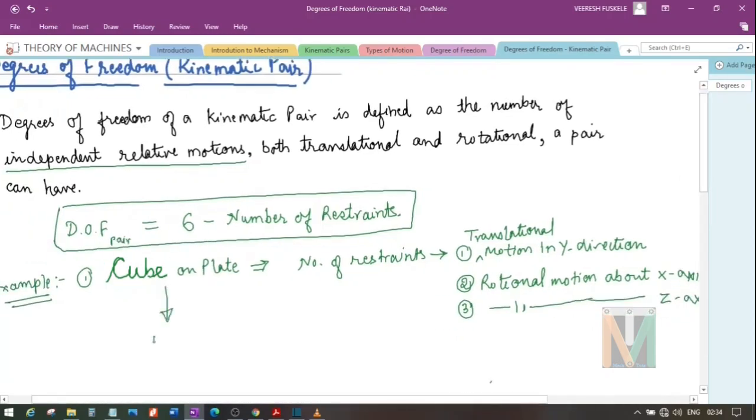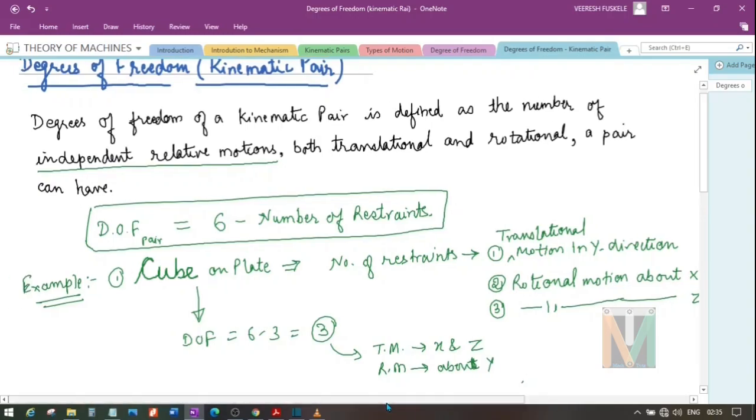So for this pair, the degrees of freedom would be 6 minus 3. That is equal to 3. So it will be having 3 independent motions: translation motion in x and z direction and rotational motion about y-axis. Right? So the degree of freedom is defined as the number of independent relative motions that the kinematic pair can have, or it can be formalized as degree of freedom is equal to 6 minus number of restraints.